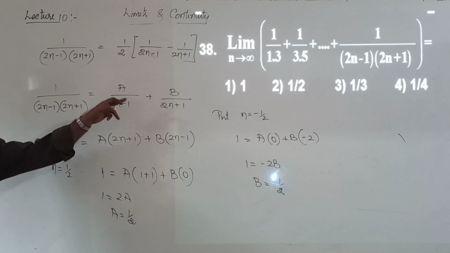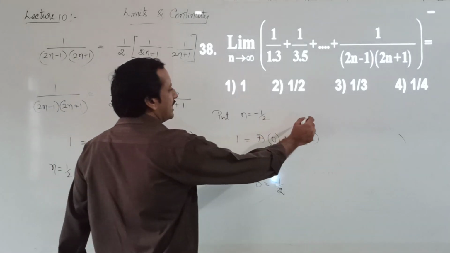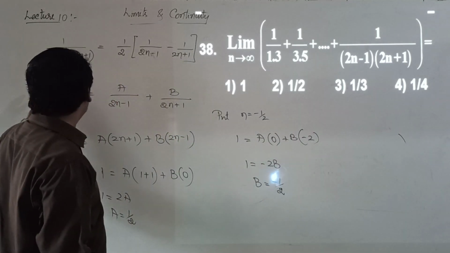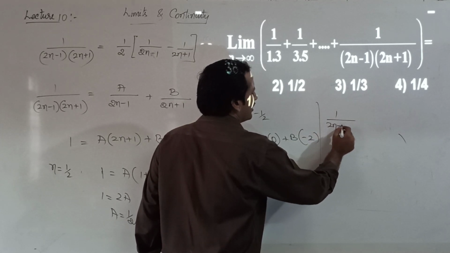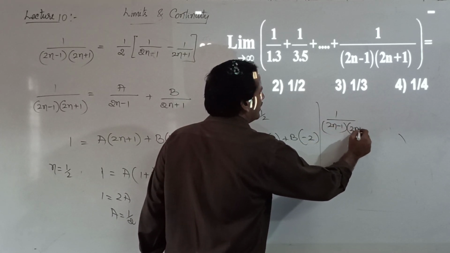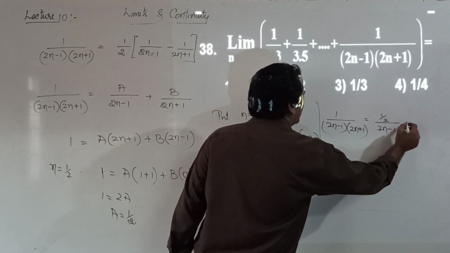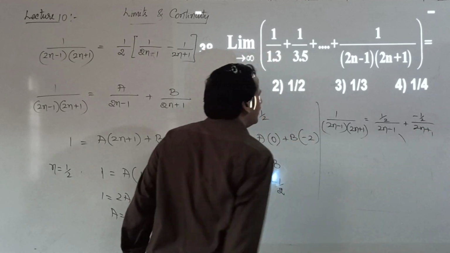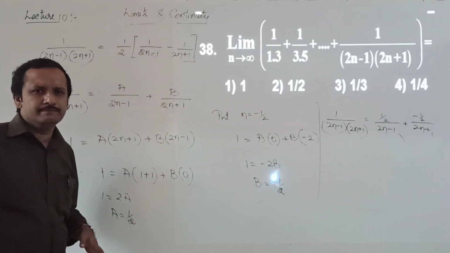So a is equal to 1 by 2, b is equal to minus 1 by 2, that you substitute here, we get this 1 by 2n minus 1 into 2n plus 1 is equal to 1 by 2 by 2n minus 1 plus minus 1 by 2 by 2n plus 1. And take 1 by 2 as common, this is what you get. Okay?